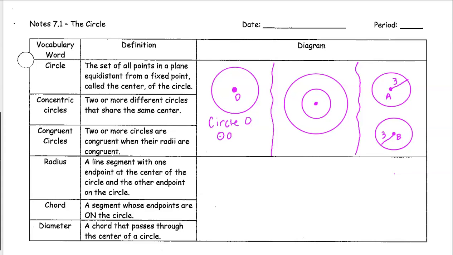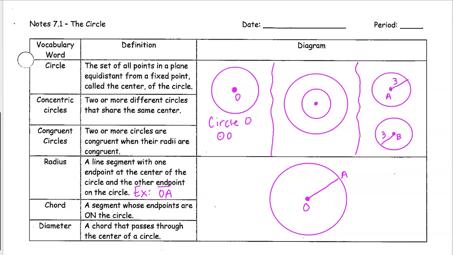Okay, so now let's get into some of the different features of a circle. If we have a circle, a radius is a line segment with one endpoint at the center of the circle and the other endpoint on the circle. So let's still use circle O. Say this was point A. We would say that OA is a radius.